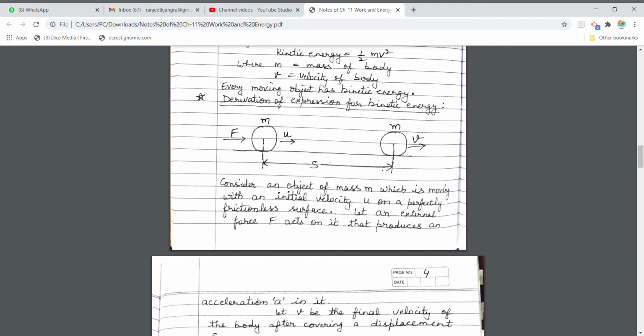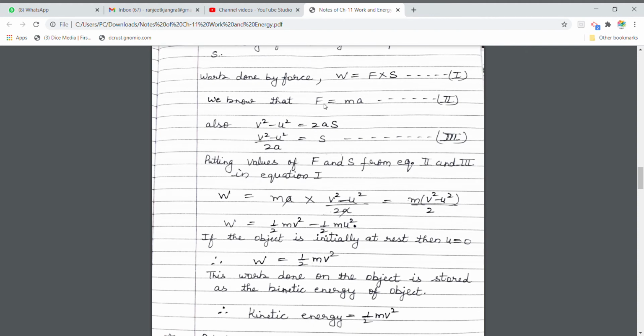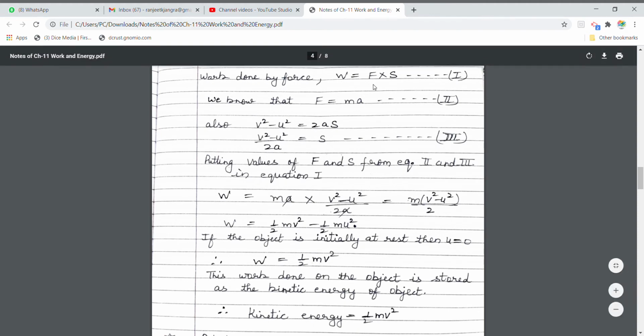So the object of mass m is moving with initial velocity u on a perfectly frictionless surface. Let an external force F act on it, which produces an acceleration a in it. Let v be the final velocity of the body after covering a displacement equal to s. Now let us write the formula for the work done. The formula for work done will be F into s.